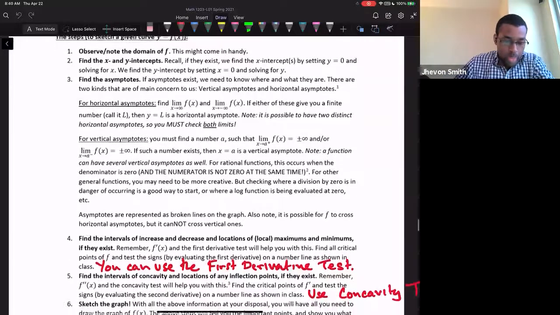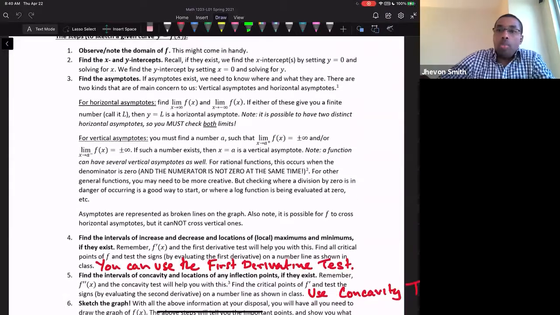So there were 6 steps to sketching a function. One is to observe the domain because that's very important. You might go through and do some computations and it will appear that certain points have certain properties, but they actually don't because they're not in the domain. So you should know what the domain is.